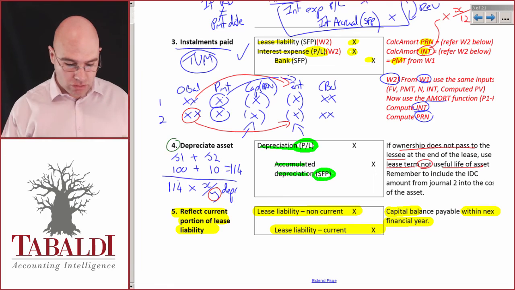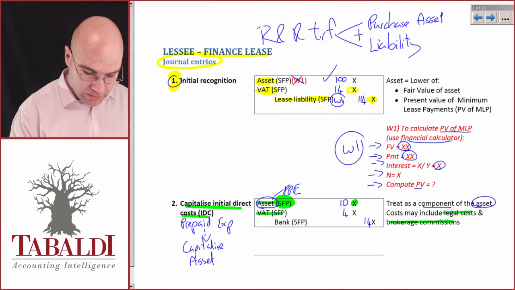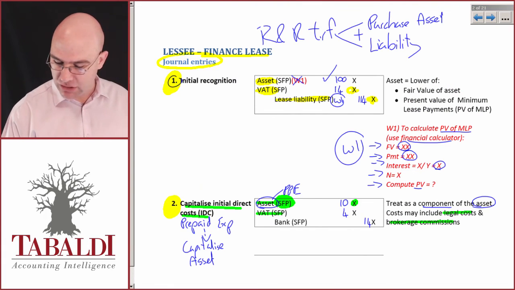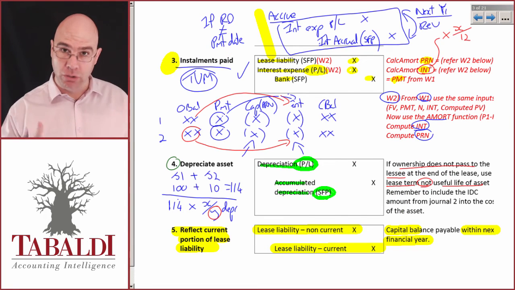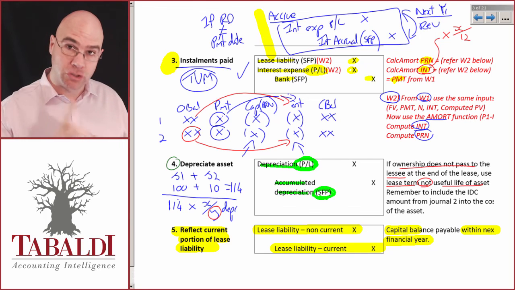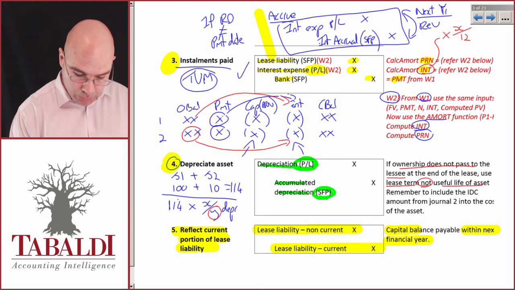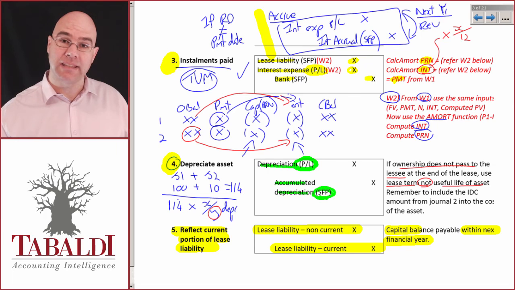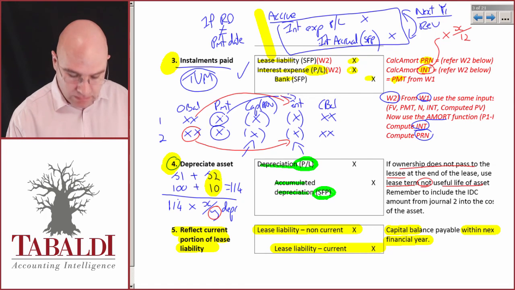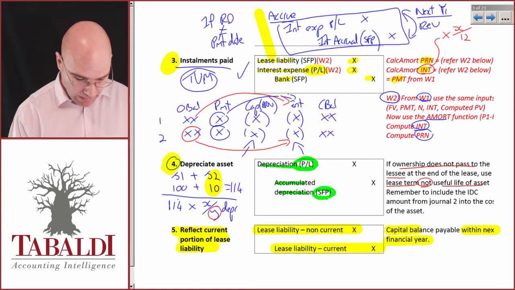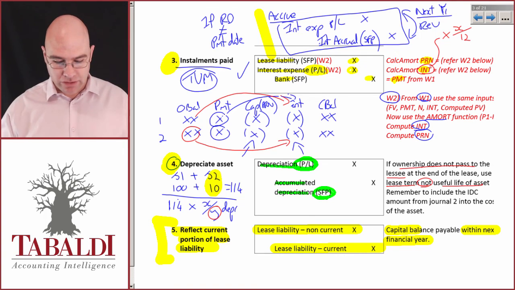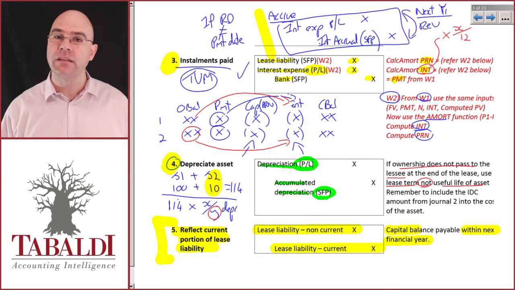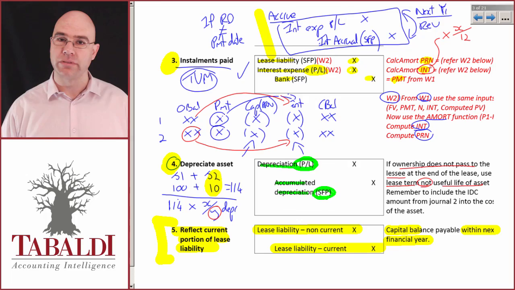Okay, so these journals you must learn: the initial recognition, the capitalization of initial direct costs, the installments paid, and remember you may have to accrue for interest if it's not coterminous with reporting date. Depreciate the asset in terms of IAS 16, but remember to capitalize the initial direct costs, and then reflect the current portion of the lease liability. Those are your finance lease journals and the theory. Learn it, make sure you understand it, because next up we're going to do some examples.